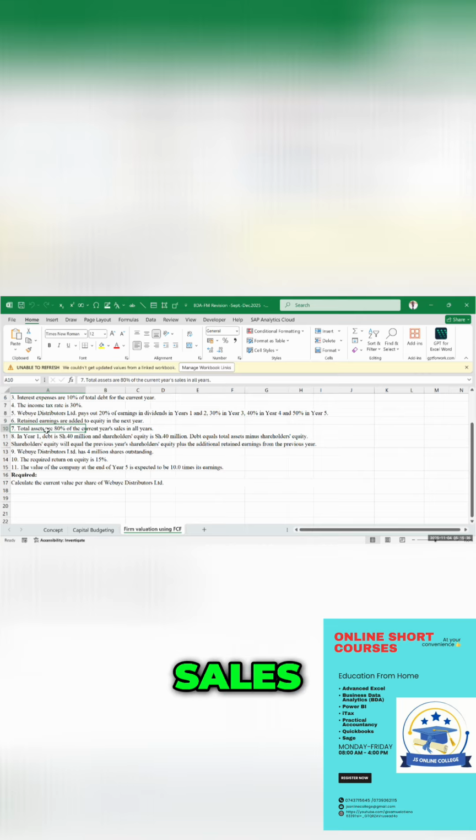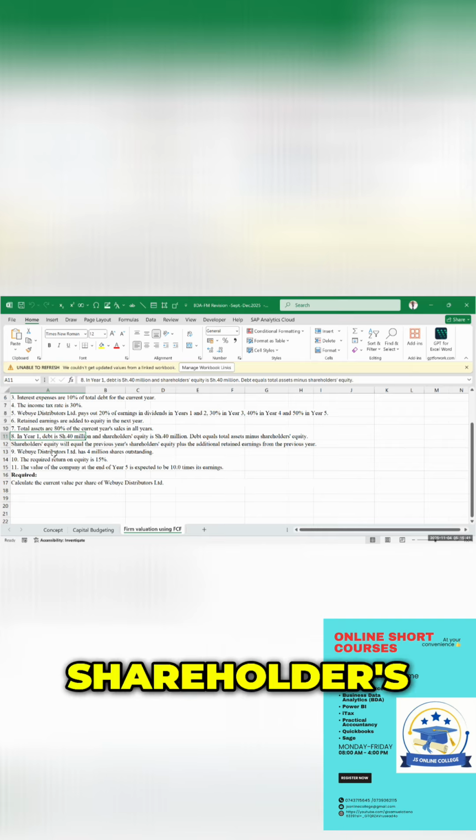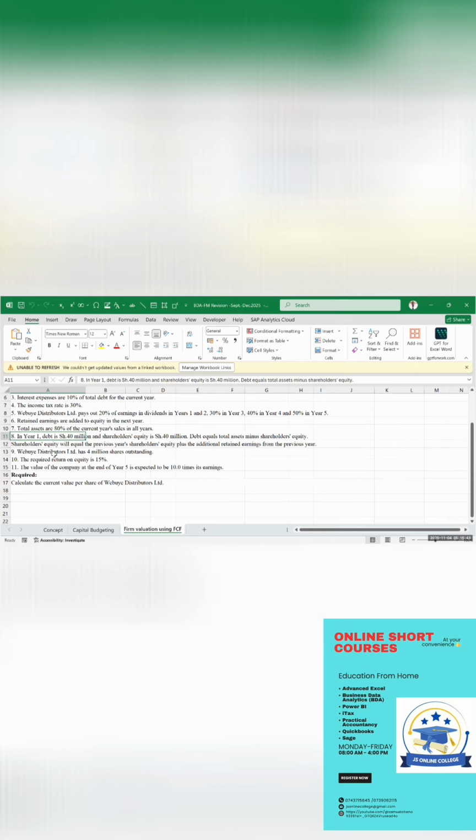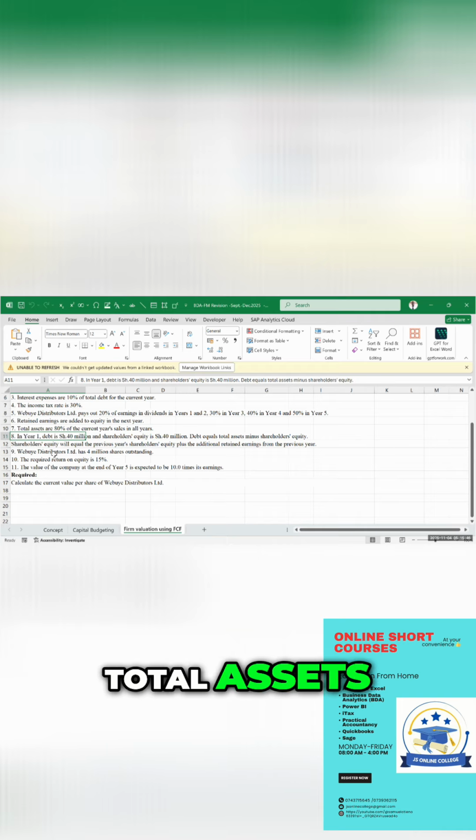every year's sales. Number 8 assumption, in year 1, we are told debt is 40 million and shareholders' equity is also 40 million. Debt is equal to total assets minus shareholders' equity. The examiner has been very kind to also add that information, but even if they don't add it, as a student at this level, you are expected to already have it.